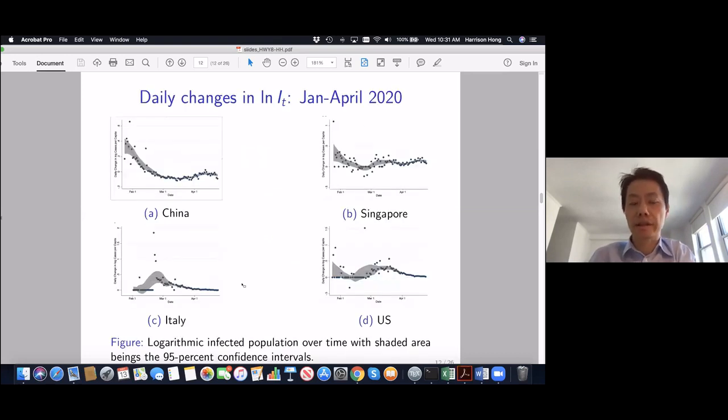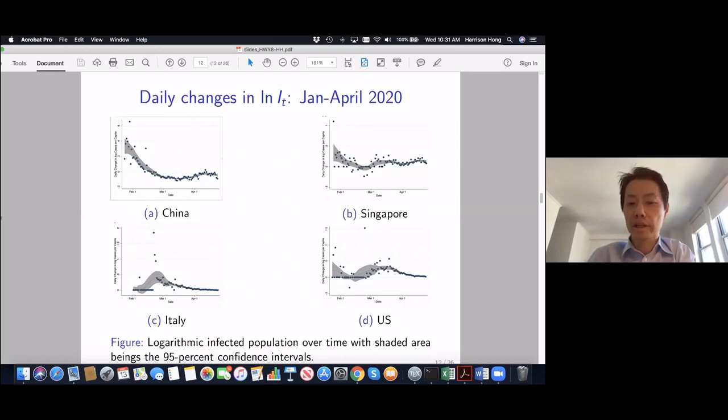Here's what the data looks like. I plot, obviously, we're not going to plot all the countries, but I'm going to plot four of the countries that have been widely talked about: China, Singapore, Italy, and the US. The gray areas are the 95% confidence intervals, and the dots are basically daily dots, capturing daily changes in the log of the fraction infected.